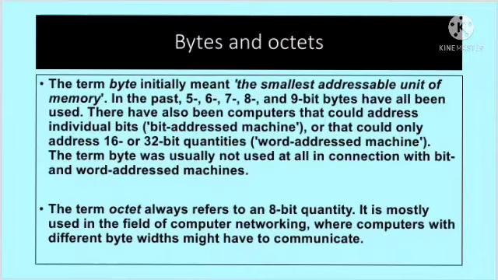The term byte was usually not used at all in connection with bit and word addressed machines. The term octet always refers to an 8-bit quantity. It is mostly used in the field of computer networking, where computers with different byte widths might have to communicate.